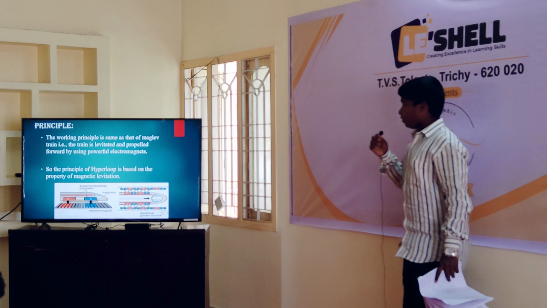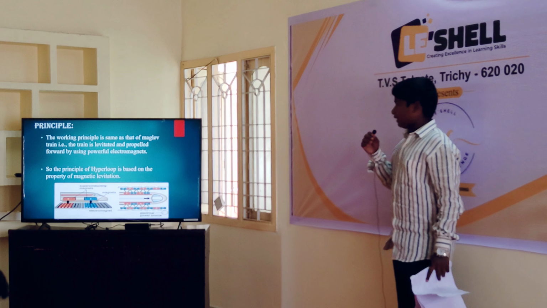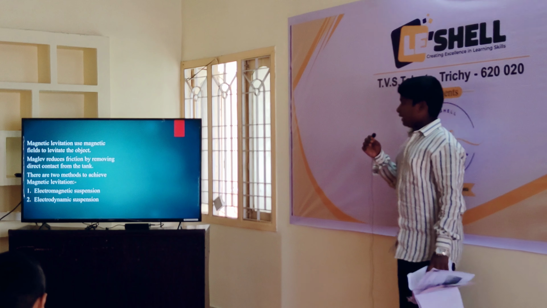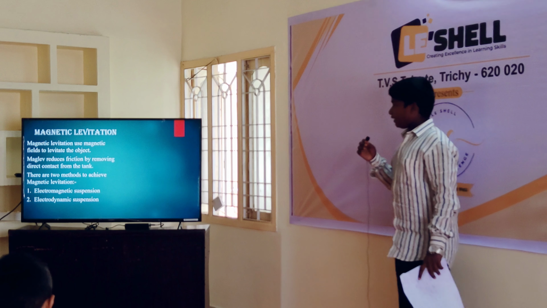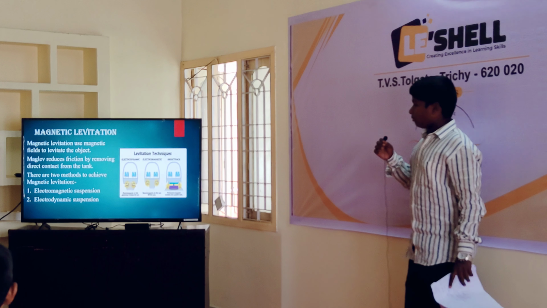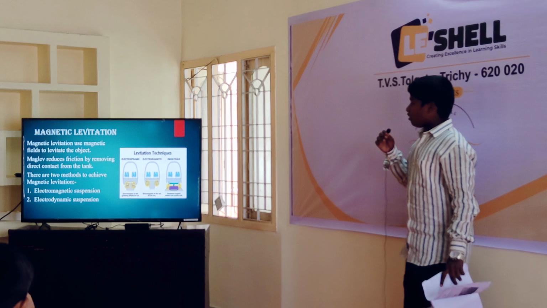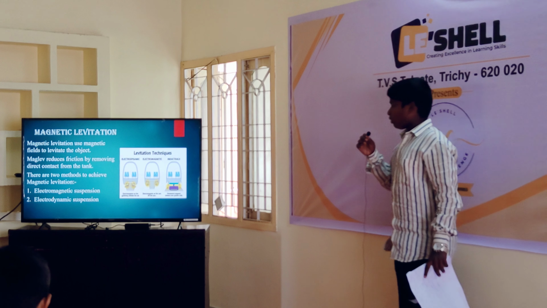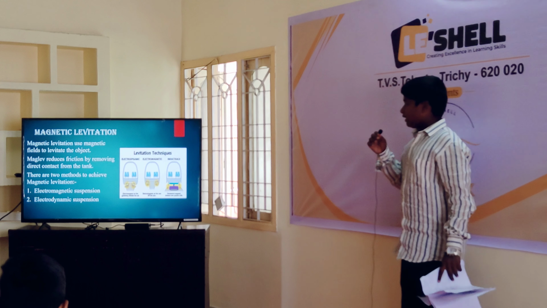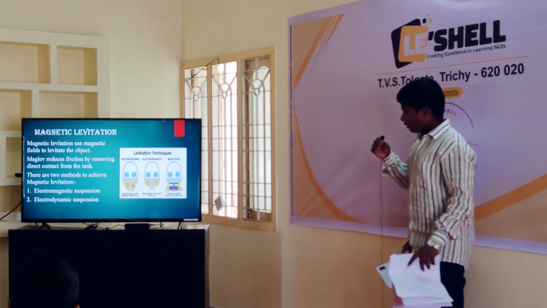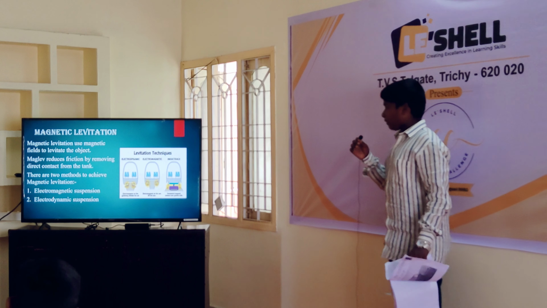So the principle of Hyperloop is based on the property of magnetic levitation. Magnetic levitation uses a magnetic field to levitate the object. It reduces friction by removing direct contact from the track. There are two methods to achieve magnetic levitation: electromagnetic suspension and electrodynamic suspension.